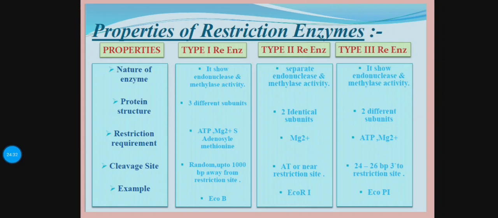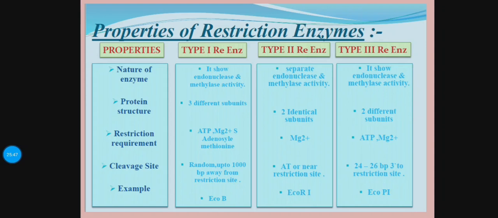Now what are the properties of restriction enzymes? All kinds of restriction enzymes have endonuclease and methylase activity. In the case of multi-subunit proteins, they are generally present in type 1 and type 3, while the type 2 restriction enzyme is a single subunit protein having cleavage activity, meaning they have the R subunit only.